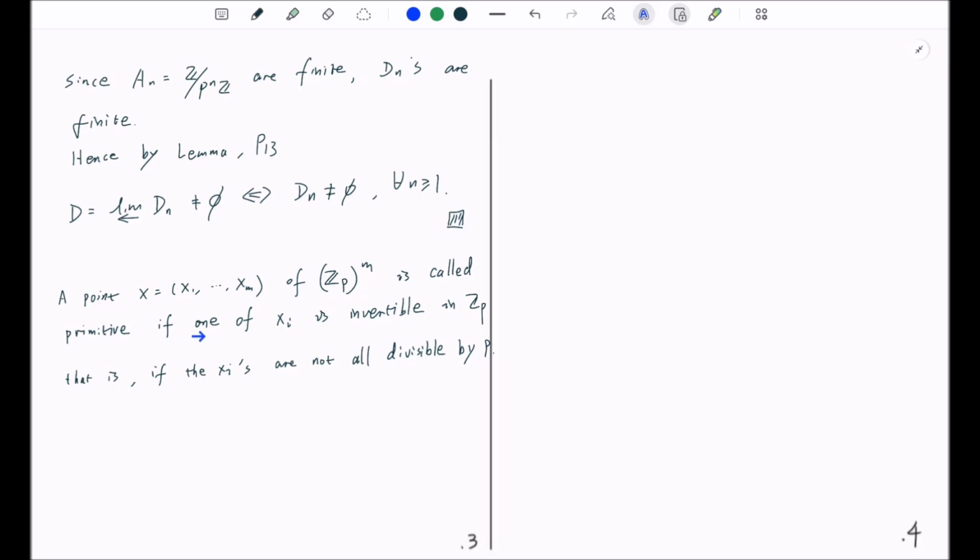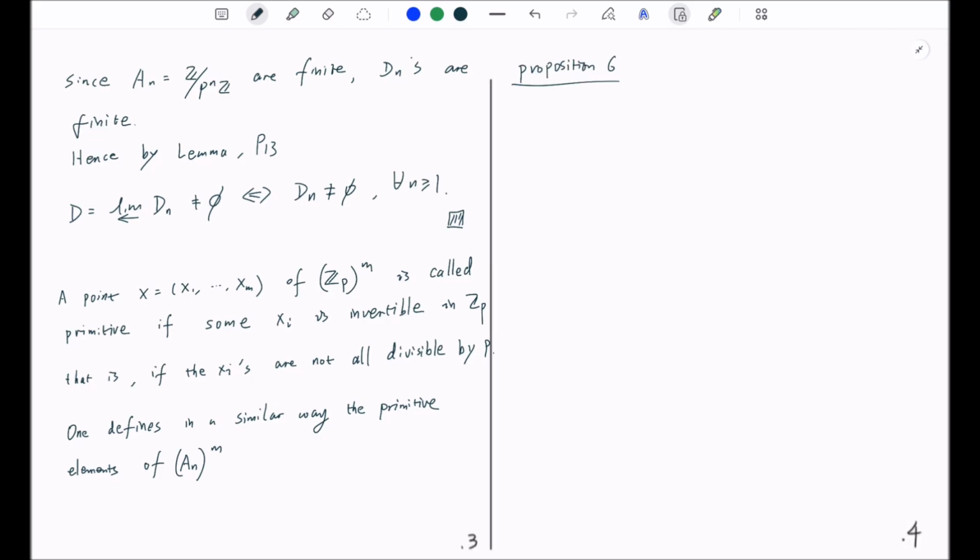And of course, here "one of" really means "at least one of." So to avoid confusion, let me just write some. And one can also define in a similar way the primitive elements in A_n^m. An element in here is invertible if at least one component is invertible in the corresponding A_n. Now we can state our next proposition.